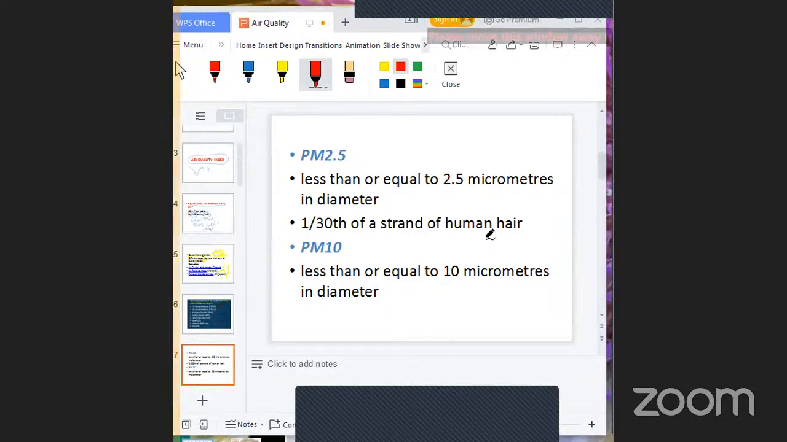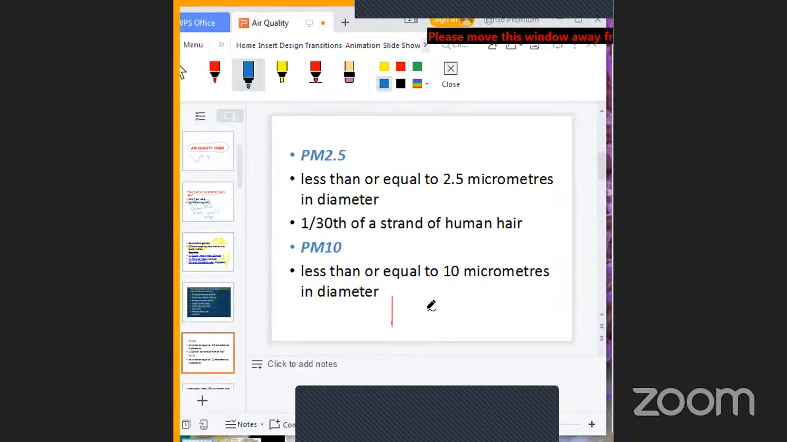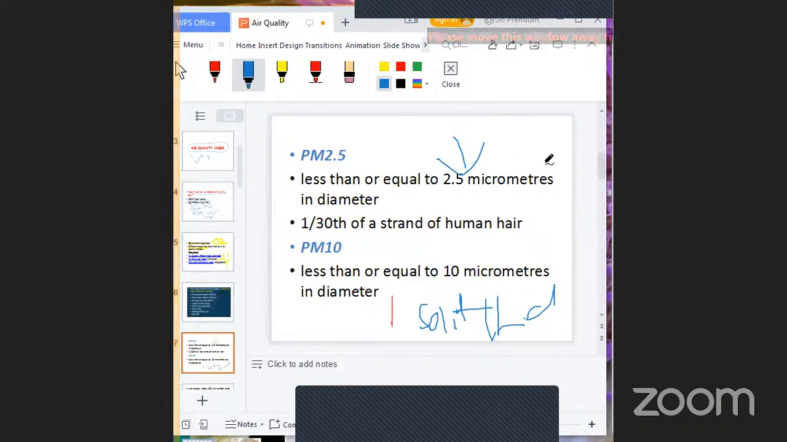So what are 2.5 and 10? Particulate pollution is also known as particulate matter, right? It consists of a mixture of solids and liquid droplets. Some particles are emitted directly, while others form when pollutants emitted by various sources react in the atmosphere. People with heart or lung diseases are more sensitive to particulate pollution.